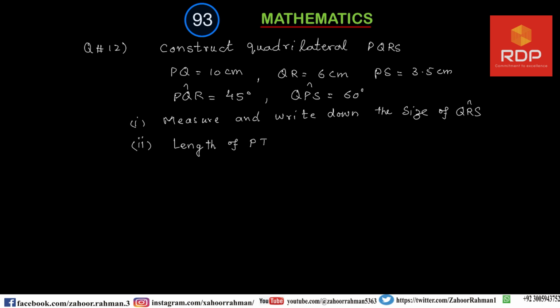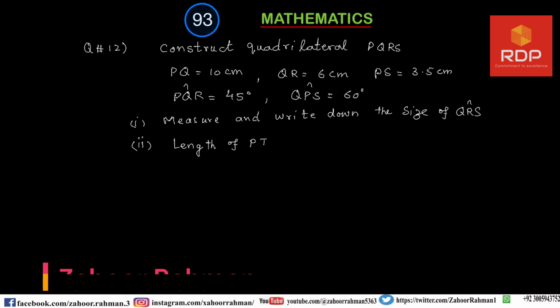This is the 93rd lecture of mathematics. In today's lecture, we are going to talk about question number 12. Question number 12 says: construct a quadrilateral PQRS such that PQ is equal to 10 centimeter, QR is equal to 6 centimeter, PS is equal to 3.5 centimeter. The angle PQR is 45 degree and angle QPS is equal to 60 degree.